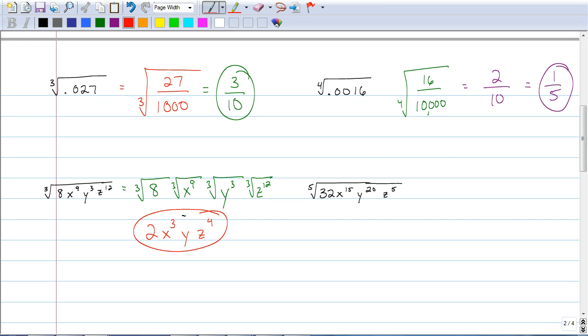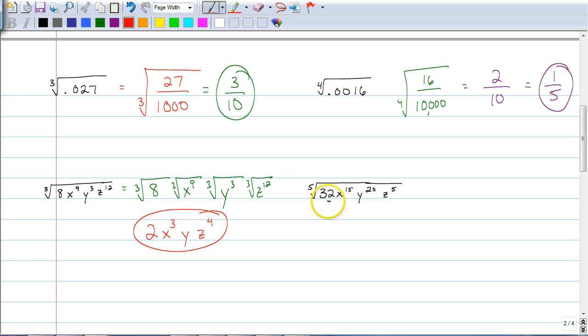So why don't you work this last one out on your own? Take the 5th root of 32, x to the 15th, y to the 20th, z to the 5th. If you need to, you can do a factor tree. If you don't know what the 5th root of 32 is, you can use a factor tree for that. Or just figure it out on your own. So go ahead and pause the video, hit play when you're ready to check your answer.